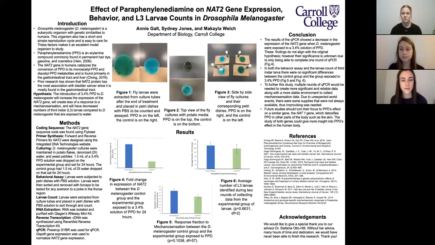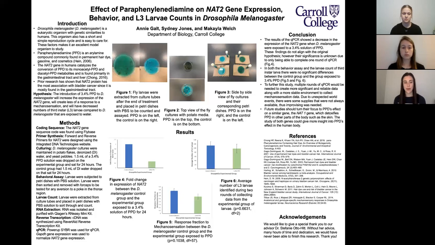Okay, so for the methods portion of this research, we got the NAT2 gene coding sequence using FlyBase. Once we got that coding sequence, we were then able to synthesize primers. We needed forward and reverse primers for the NAT2 gene, and these were designed using the Integrated DNA Technologies website, also known as IDT.